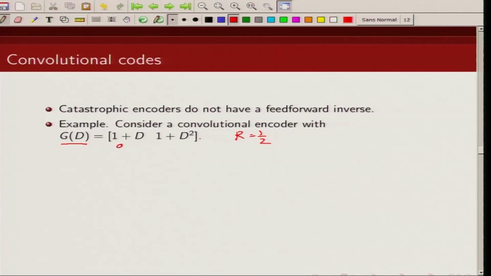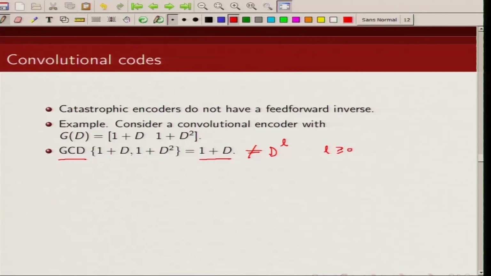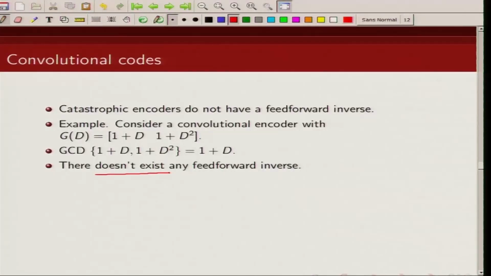The generator sequence G0(D) is given by 1 plus D, and G1(D) is given by 1 plus D square. Now, the first thing that we check is the greatest common divisor among G0 and G1. As it turned out, in this case the greatest common divisor is 1 plus D. That is not the same as D to the power L for some L greater than or equal to 0. So, that means for this generator matrix we do not have any feed forward encoder inverse. There does not exist any feed forward inverse for this particular convolutional code with the generator matrix given by this.